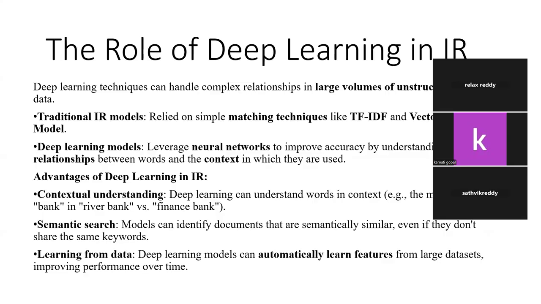One of the major advantages of deep learning in information retrieval is its ability to provide contextual understanding, allowing the system to grasp the nuances, the multiple meanings of words based on their usage. For example, deep learning models can differentiate between the meaning of bank in the context of river bank versus finance bank, something that traditional models could not easily do. Additionally, deep learning improves the concept of semantic search, where documents that are semantically similar can be identified.